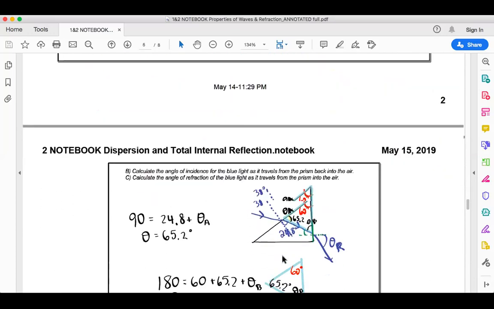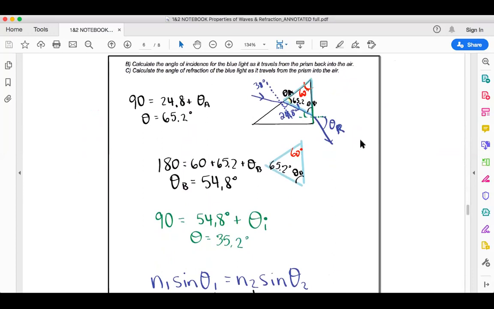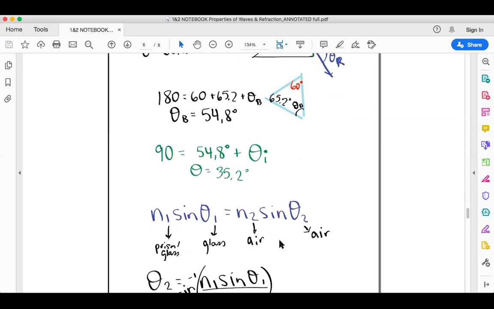Then parts B and C: calculate the angle of incidence for the blue light as it travels from the prism back into the air, and the angle of refraction of the blue light as it travels from the prism into the air. For the angle of incidence, we've got this triangle that I've isolated and separated over here, and you can see using some trig we calculate that angle there. So we've got 55 degrees there.